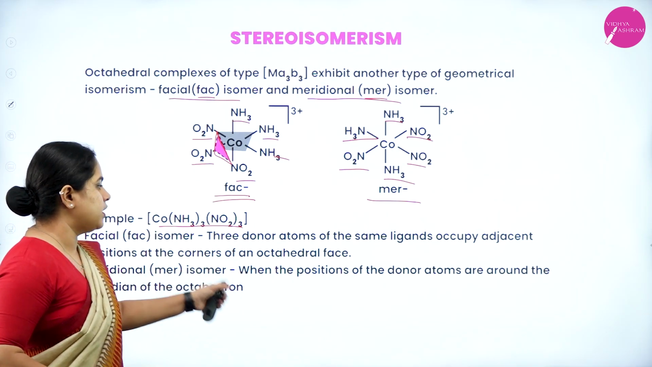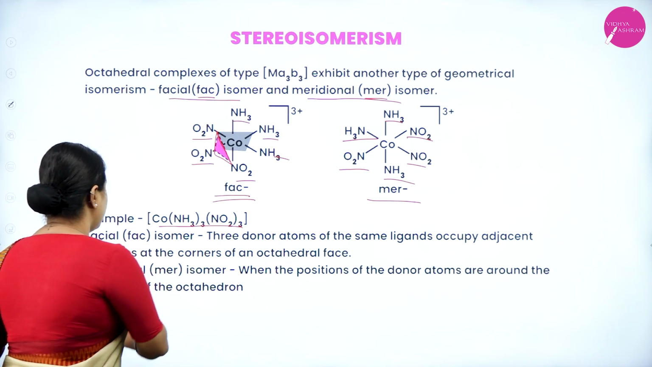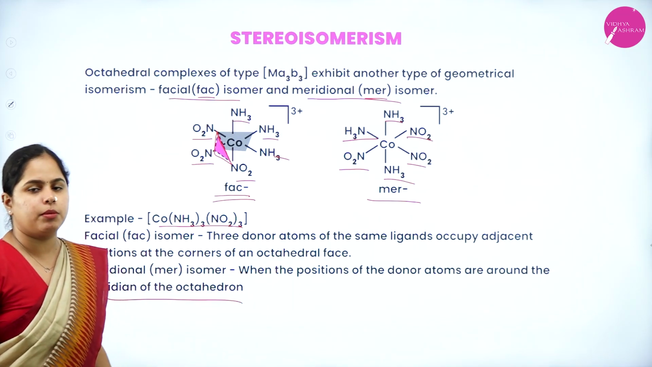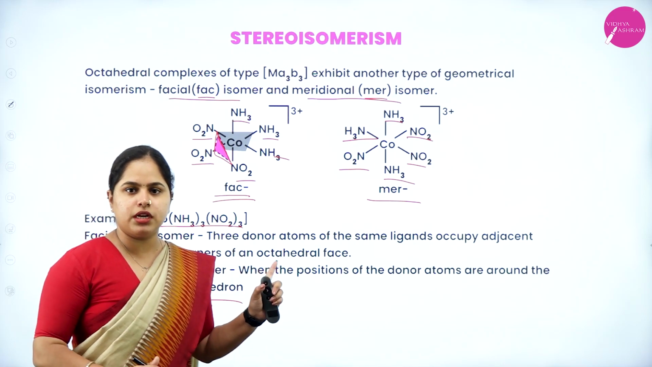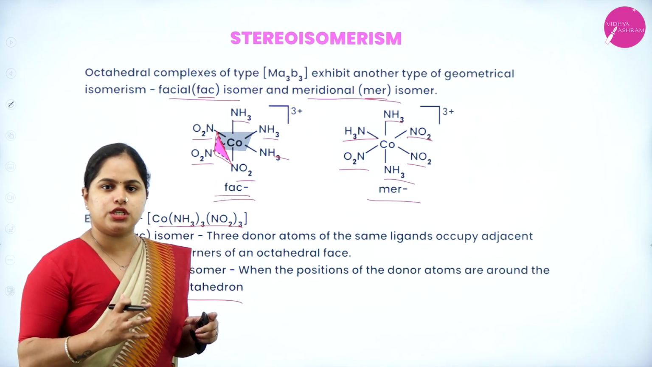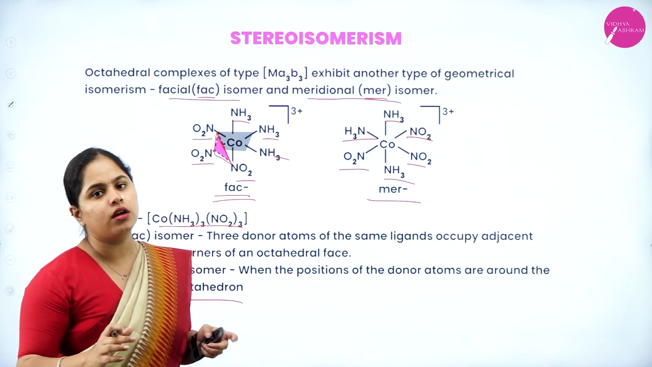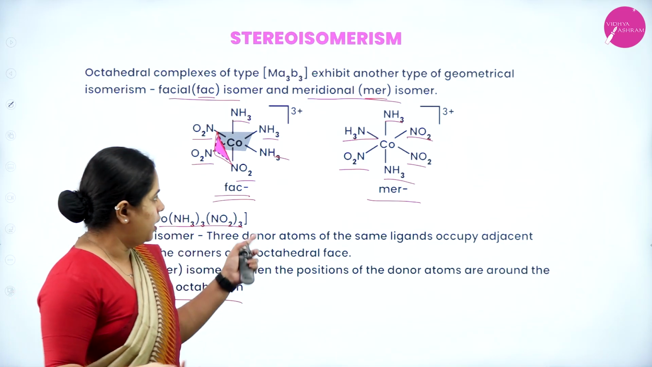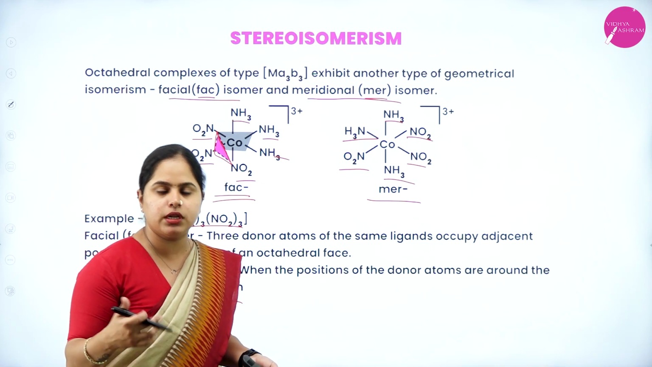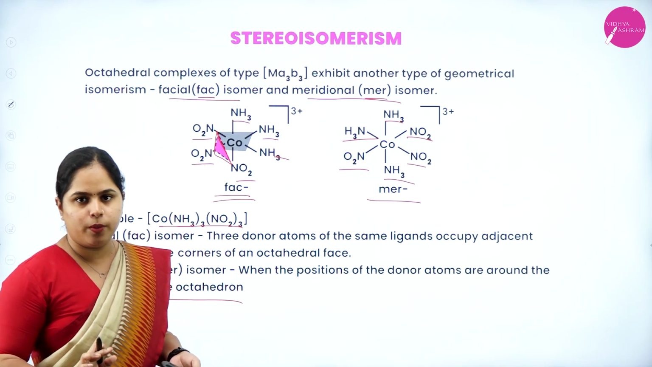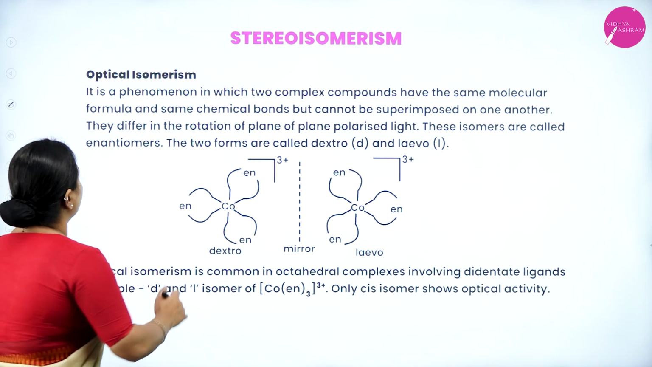So, as you can see here, when the positions of donor atoms are around the meridian of the octahedron, it will become meridional. So, you can remember it like this. If all are adjacent to each other, they will be forming in the same face, in a single face of the octahedron, that will be facial. If they are not adjacent, of course, that is not possible, it will become meridional. So, I hope it is clear, right? Now, moving on to the next one.